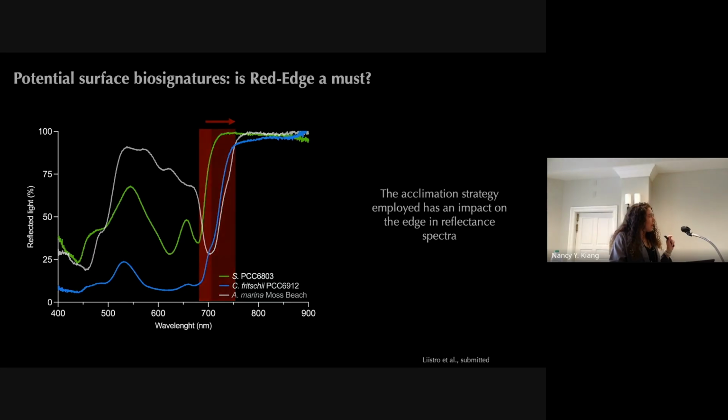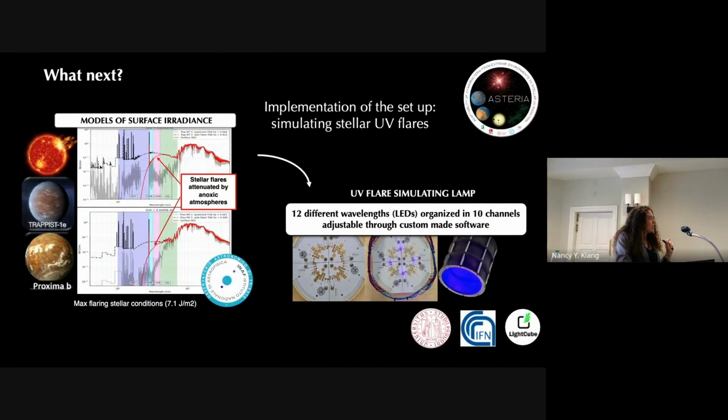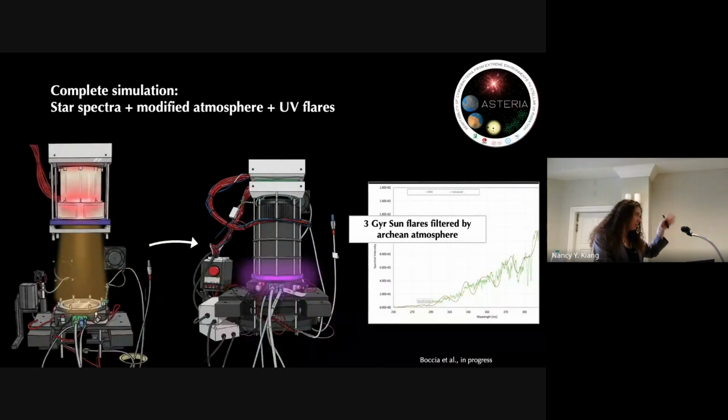So now what we are doing next is we are coupling this simulation with UV flare simulation. So we developed this UV flare simulating lamp that can reproduce faithfully the UV flares coming from different kinds of stars. And we are doing preliminary experiments, so integrating this with the simulation of the star and the anoxic atmosphere.